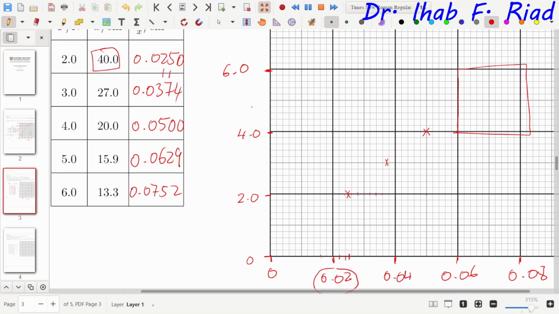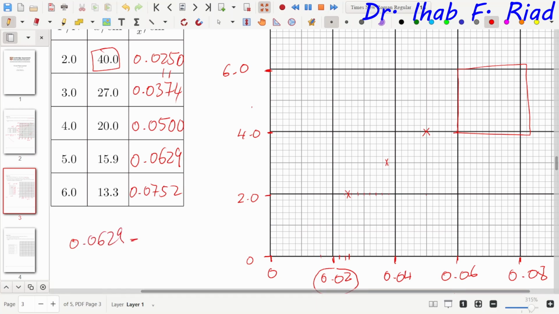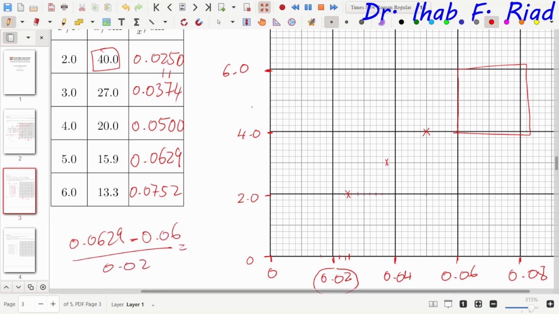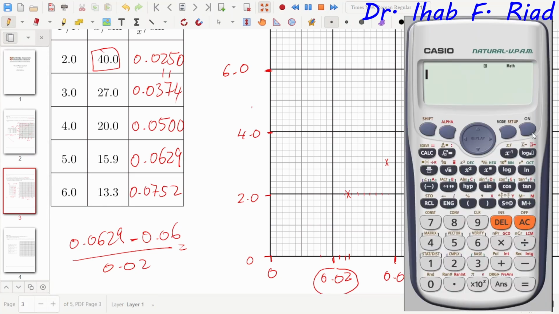Okay, so how do we know that? 0.0629. What is the closest scale mark? It is 0.06. We divide by 0.02. So 0.0629 minus 0.06, divide by 0.02, equals 0.145.